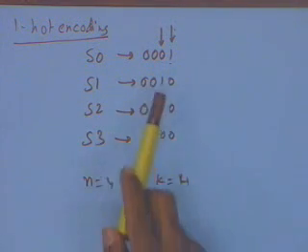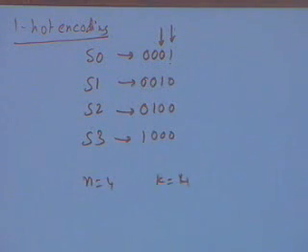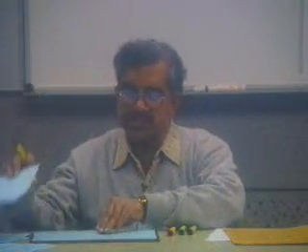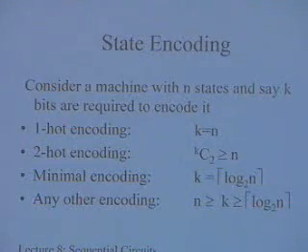There is a price you pay. The price you pay is in terms of the larger number of bits that are required to encode. But there is also certain advantage you get, and sometimes that advantage outweighs this. So sometimes one uses one-hot encoding. From this, there is also a two-hot encoding.